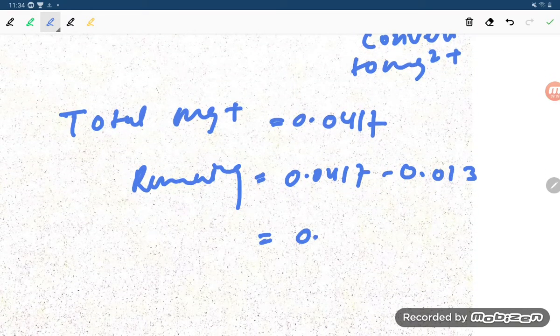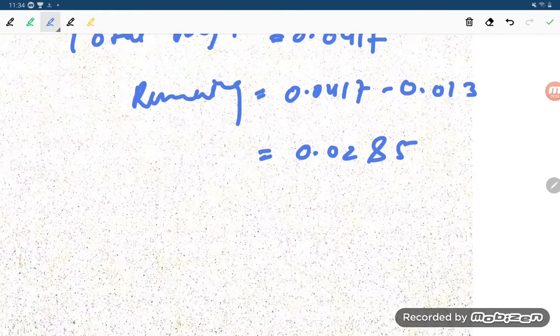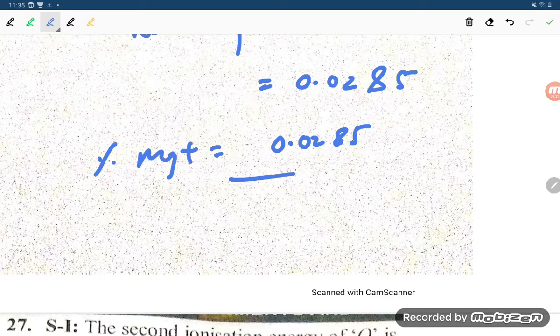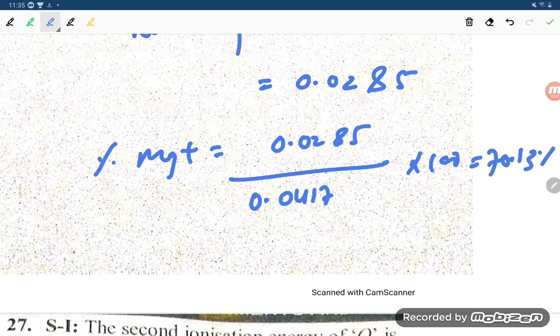So how much is there, student? 0.0285, okay. So this is the Mg+. If you are asking for the percentage of Mg+, how much? 0.0285 divided by total moles, 0.0417, multiplied by 100, so it is coming 70.13%.